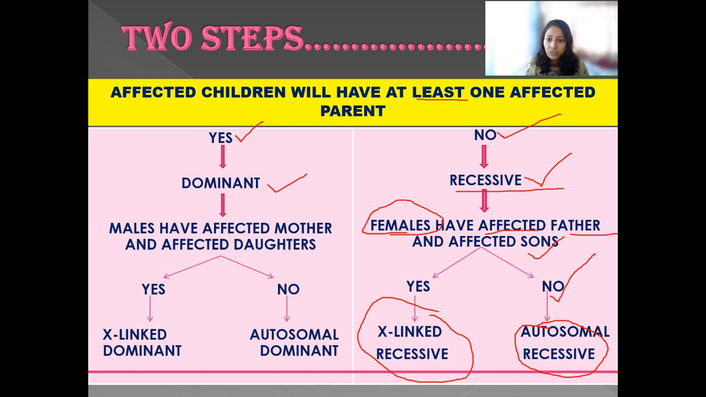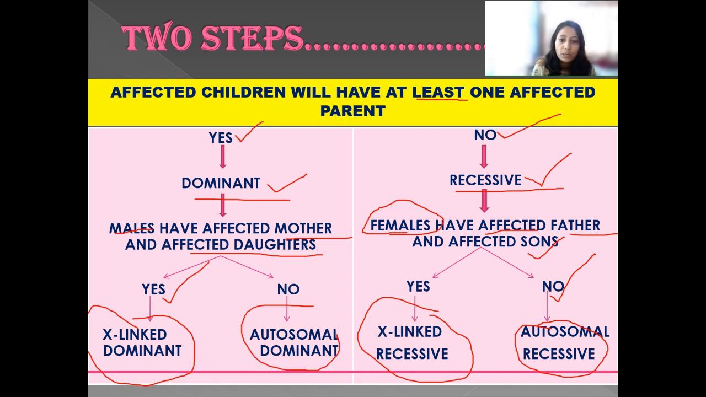So this is step 2, but step 2 under the other option: if we got yes for step 1, then that pedigree is dominant. Now if the pedigree is dominant, we need to see the males in that pedigree. We need to focus on the males. We have to see if the males have affected mothers and affected daughters. If the answer is yes to this statement, then the pedigree is X-linked or sex-linked. And if the answer is no, then the pedigree is autosomal dominant.